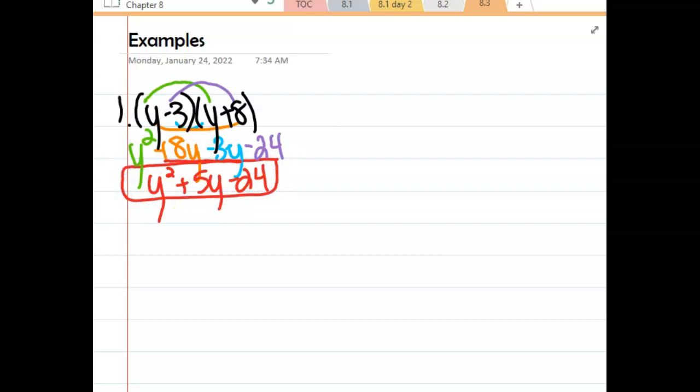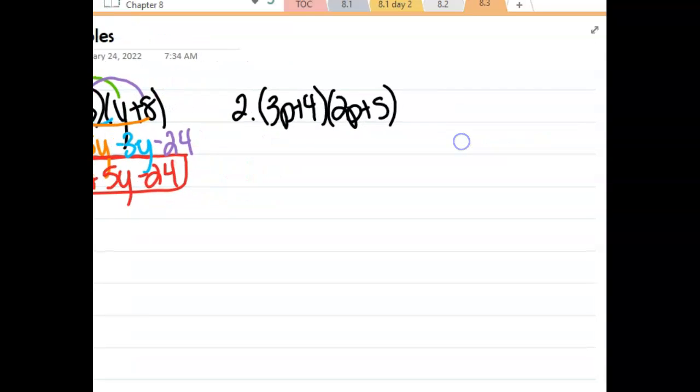Okay, for number 2, I will do the box method. So, like I said, I might encourage you to at least try the box method for at least one problem, even if you're pretty sure you want to use the FOIL method, just so you know how to use it if you need it. So number 2 says 3p plus 4 times 2p plus 5.